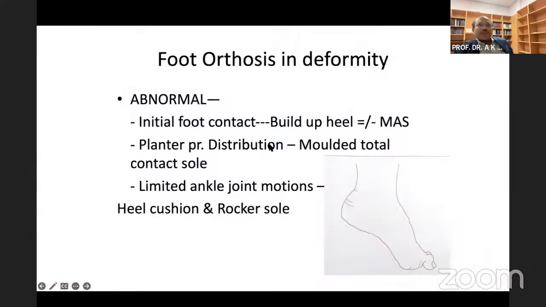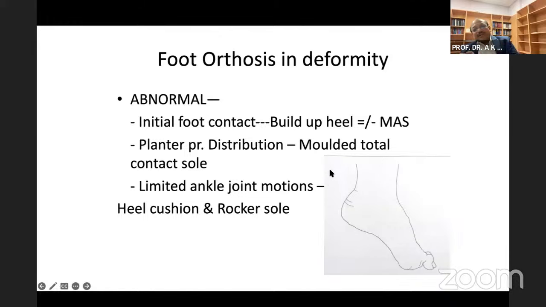Okay. Now the deformity. So foot orthosis and deformity. How do you say there's abnormal foot contact? Instead of the heel, first contact is coming onto the toe. So initial foot contact is abnormal, so we have to build up the heel. Next is the plantar pressure distribution. There is an extremely point contact, so you have to lower the pressure. A total contact molded sole is required.